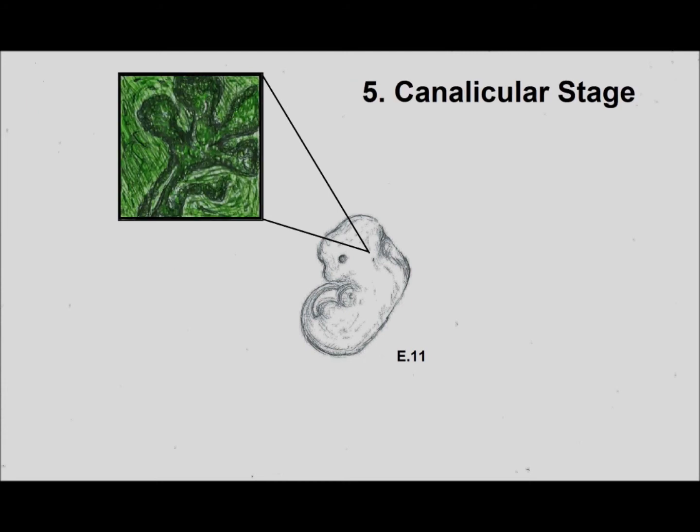The canalicular stage is characterized by a highly branched structural mass of epithelial cells. At this point, there is controlled cellular apoptosis beginning in the center of the buds, resulting in hollowed out lumen and channels within the branches.